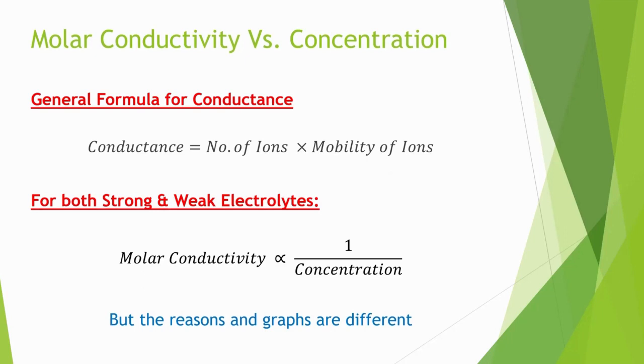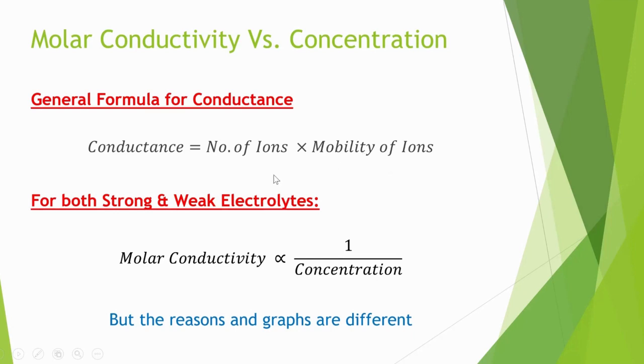General formula for conductance: you take any conductance, be it metallic conductance or ionic conductance, whatever conductance you take, the general formula is number of ions multiplied by mobility of ions. How many ions are present in the solution, that should be multiplied by how freely the ions can move.